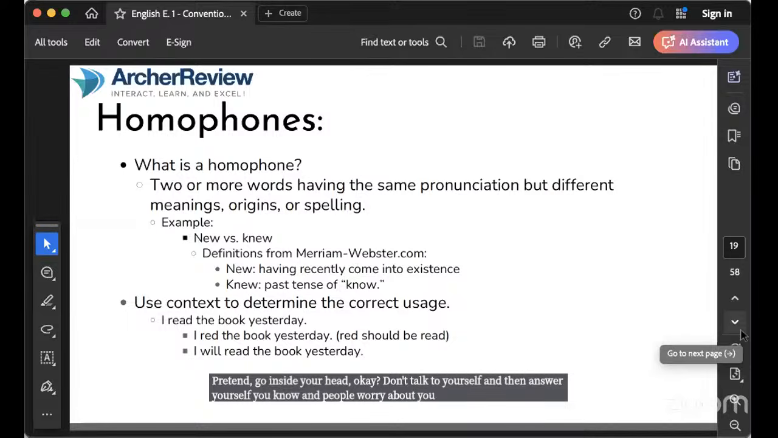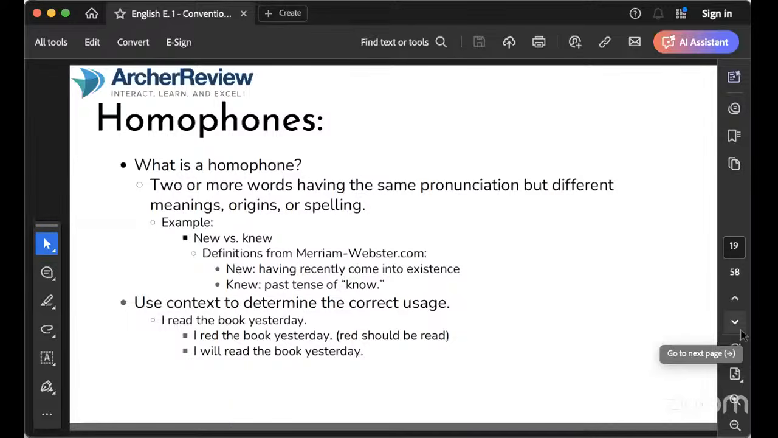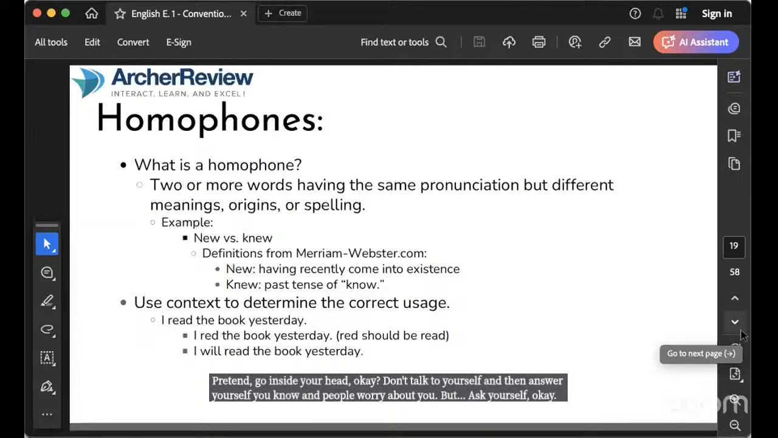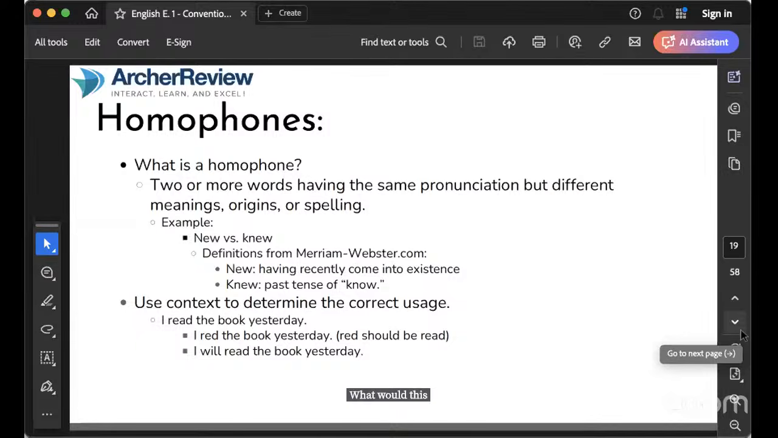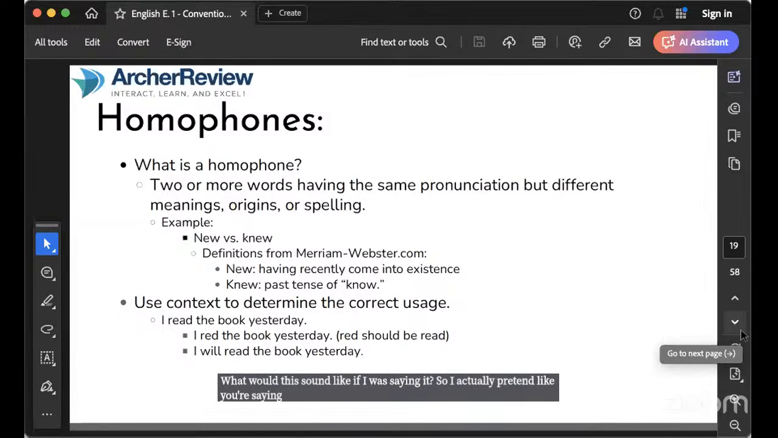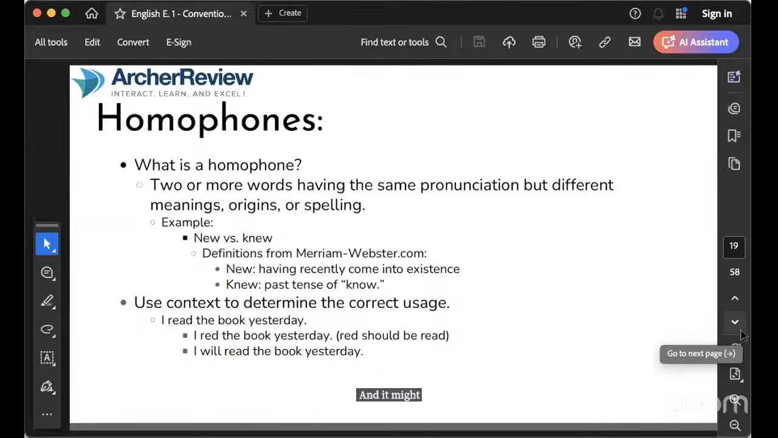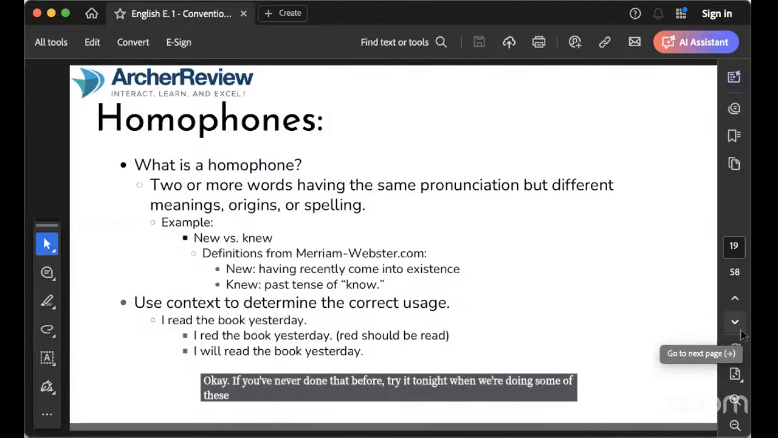But ask yourself, okay, what would this sound like if I was saying it? So actually pretend like you're saying it out loud, because again, you're making your brain go one step further with processing it, and it might make the difference in being able to identify misspelled words. Okay. If you've never done that before, try it tonight when we're doing some of these practice questions. See if you can see what I'm talking about.